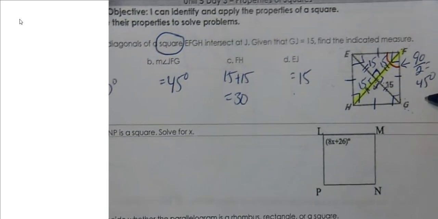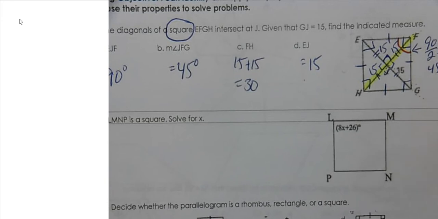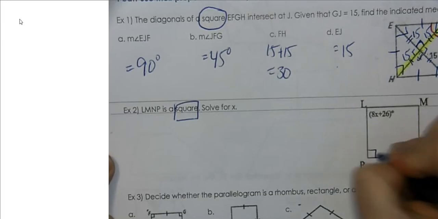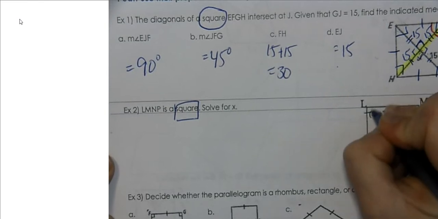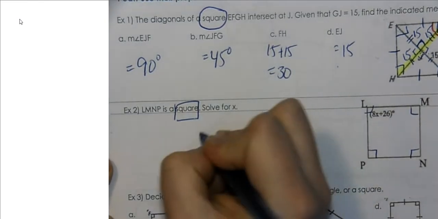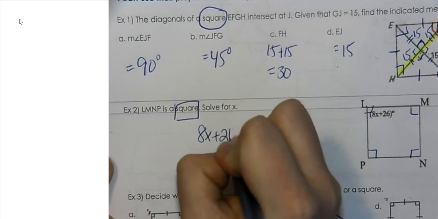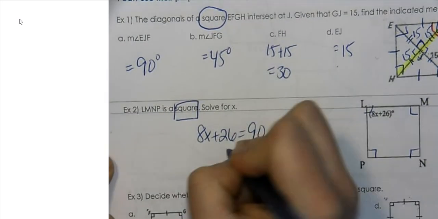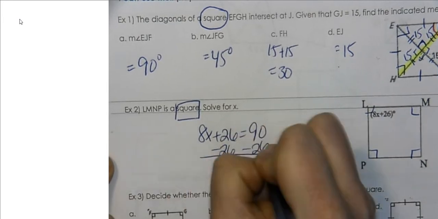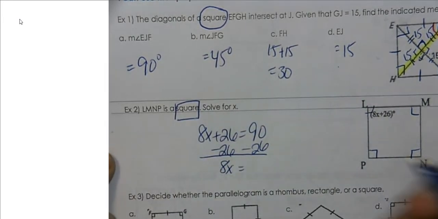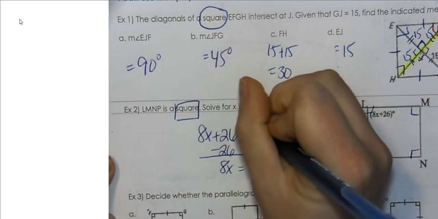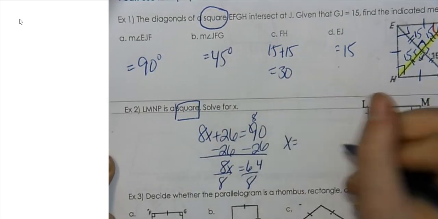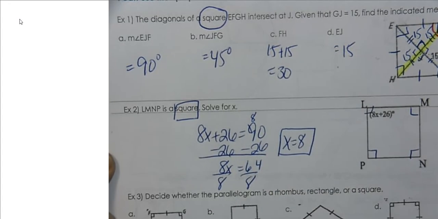Next, we're going to go ahead and look at LMNP. We are told that it is a square, and we have information about the angles, and we know that all of the angles of a square are right angles. So we're going to say that 8x plus 26 is equal to 90 degrees. I'm going to subtract 26 on both sides, and when I do that, I end up with 8x is equal to 64. Dividing both sides by 8, we find that x is equal to 8. All we needed to do.